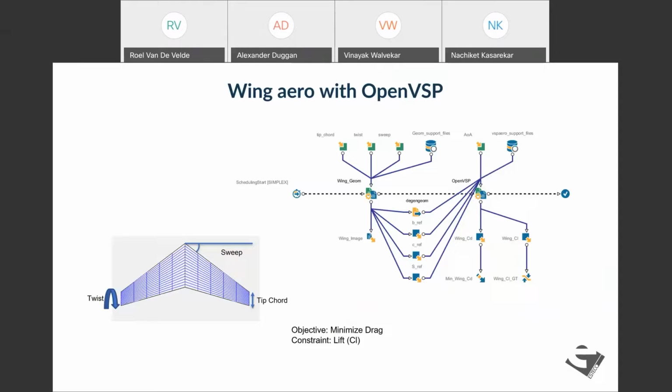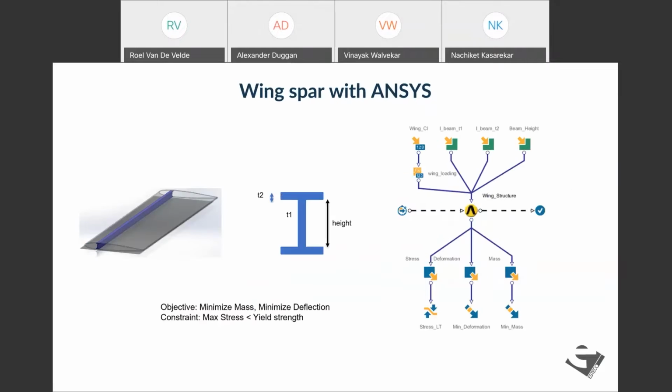So this could, for example, be an aero guy working on his wing model using OpenVSP. And the structural guy is following the same approach, but he's using a different code and different inputs to develop, in this case, a very simplified wing spar, where the objective is to minimize the mass and to minimize the deflection. And as you can imagine, these are competing objectives.